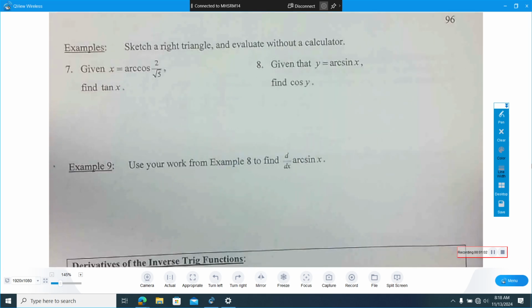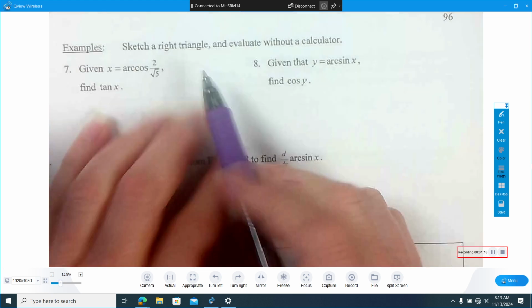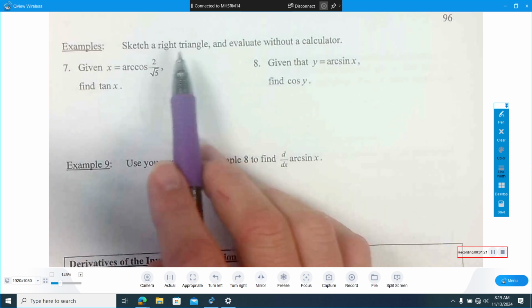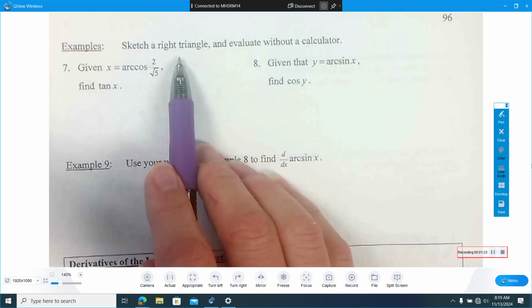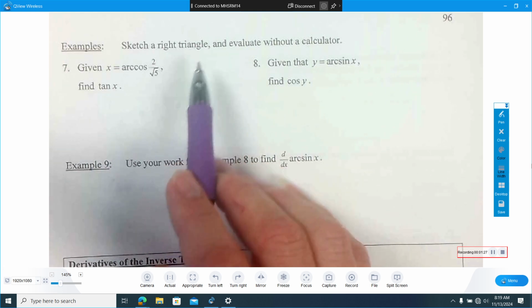Here we are, examples 7 and 8. These are actually pre-cal examples. I don't know if you did these in pre-cal trig, but I do, and we spend a lot of time on this. Just to refresh, and if you don't remember, that's what this is for. We're going to sketch a right triangle and evaluate the ratios without a calculator.